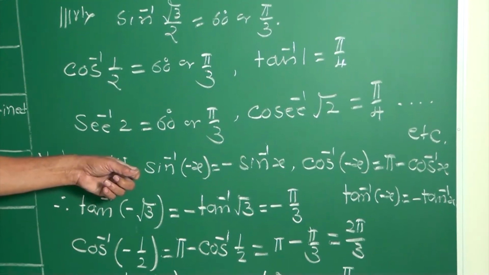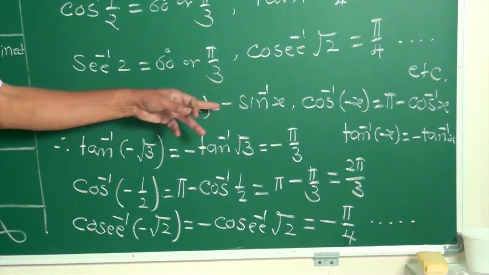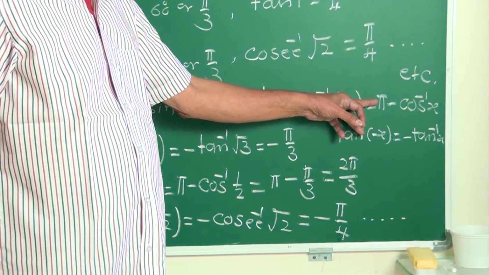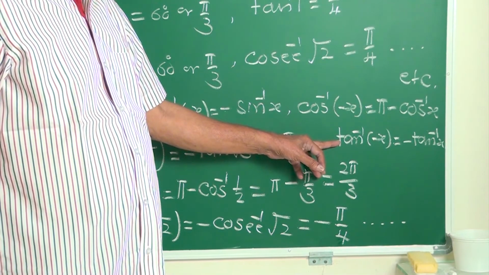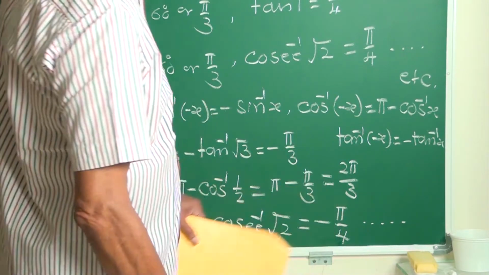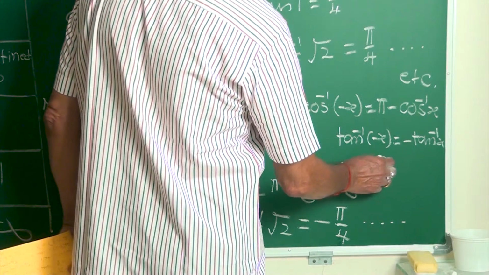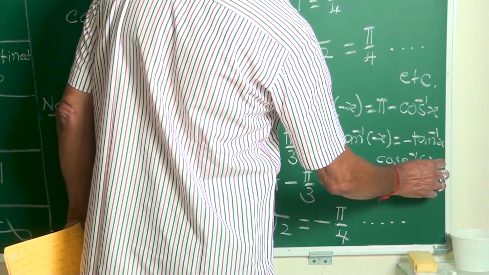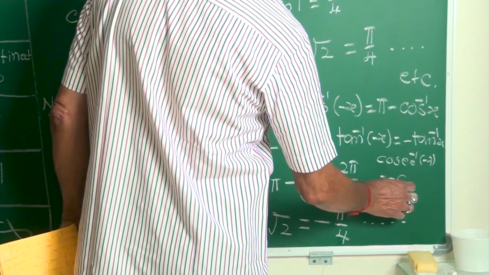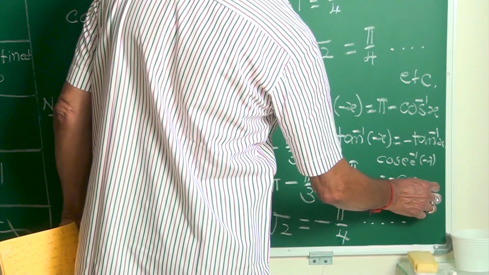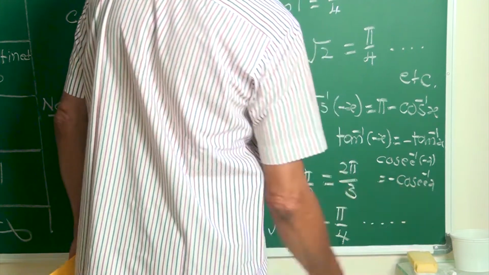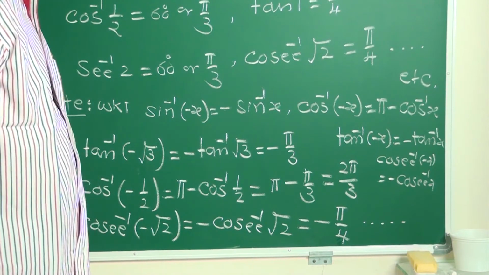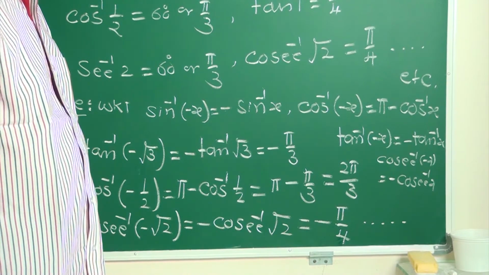Now you know this property. Sin inverse of minus x is minus sin inverse x. Cos inverse of minus x is pi minus cos inverse x. Tan inverse of minus x is minus tan inverse x. Like this, my friends, in case of cosec inverse of minus x, it is minus cosec inverse x. Like that, sec inverse of minus x is pi minus, cot inverse of minus x is pi minus.